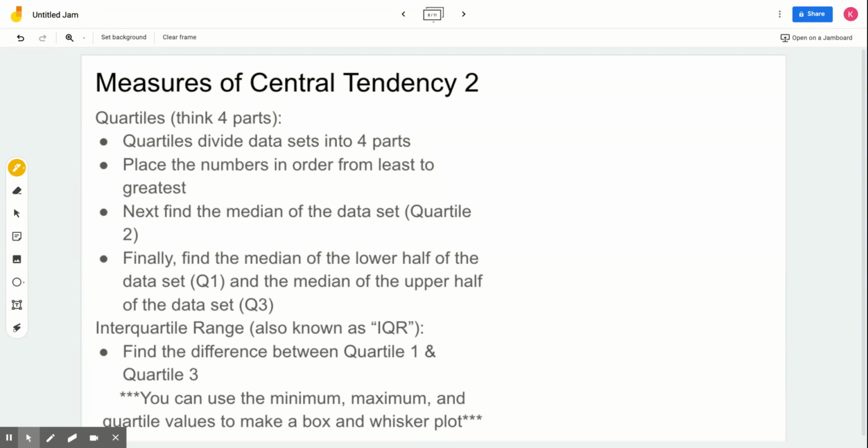1 and quartile 3. To find the interquartile range, also known as the IQR, you simply must find the difference between quartile 1 and quartile 3. So take the values of quartile 1, quartile 3, and subtract them. You can use the minimum, maximum, and quartile values to make a box and whisker plot, which we'll look at in a minute.